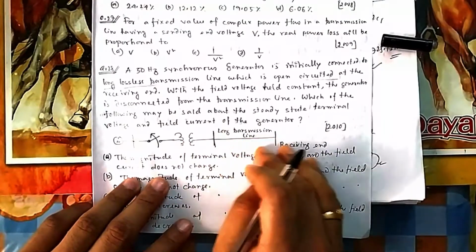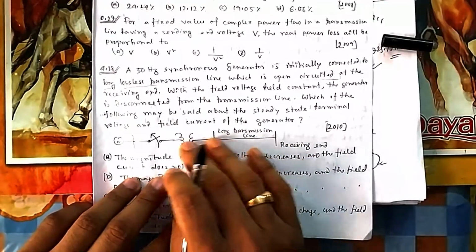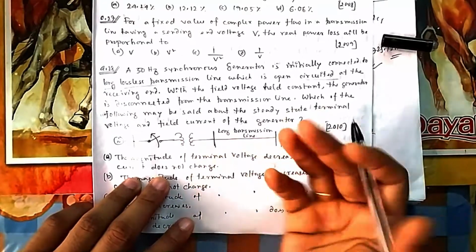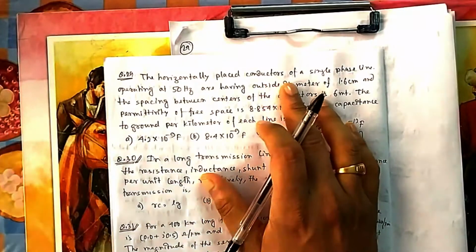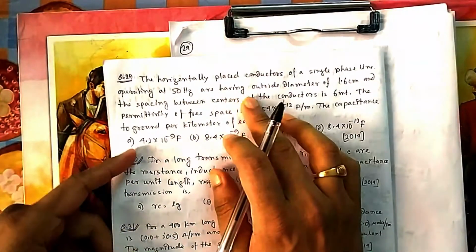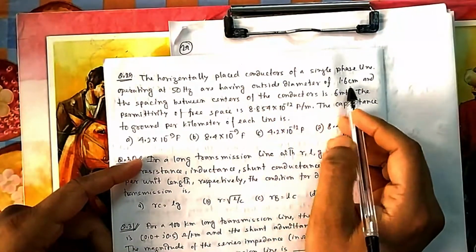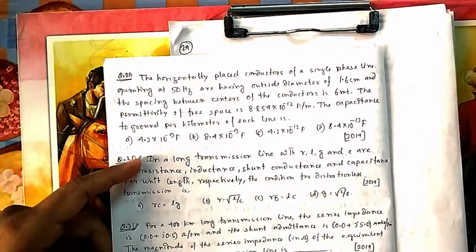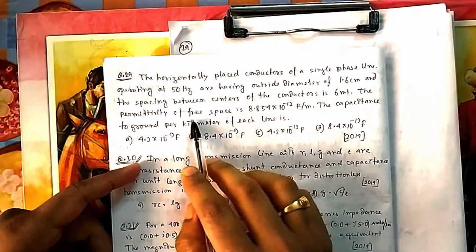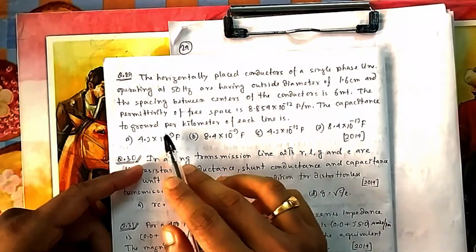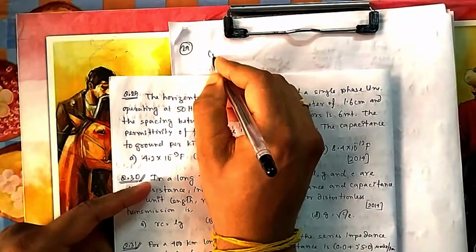These act like a capacitive load. A long transmission line, if open circuited, has charging current flowing through it, which is only the capacitor. Now question 29: the horizontally placed conductors of a single phase line operating at 50 Hz have this outside diameter and this spacing between the conductors. The permittivity is given. Find the capacitance to ground per kilometer.